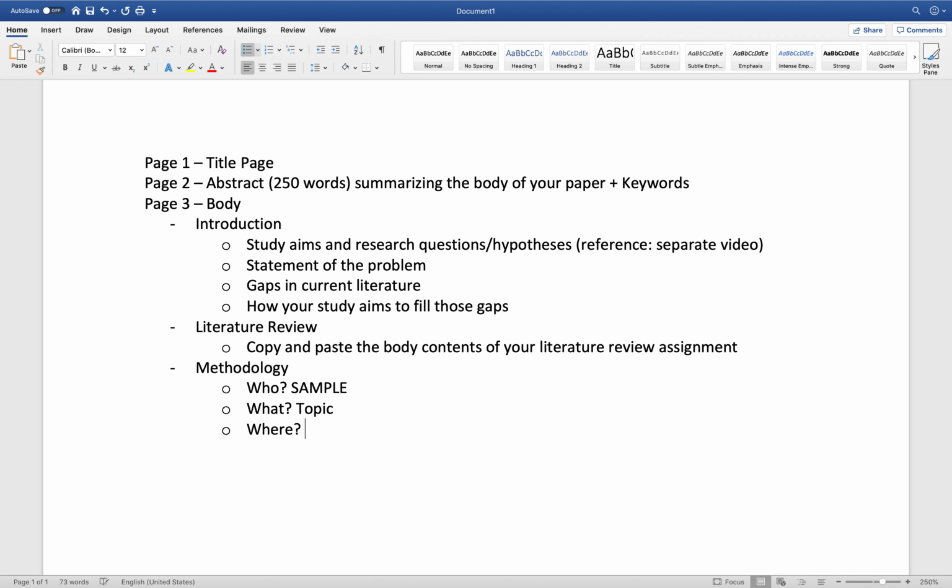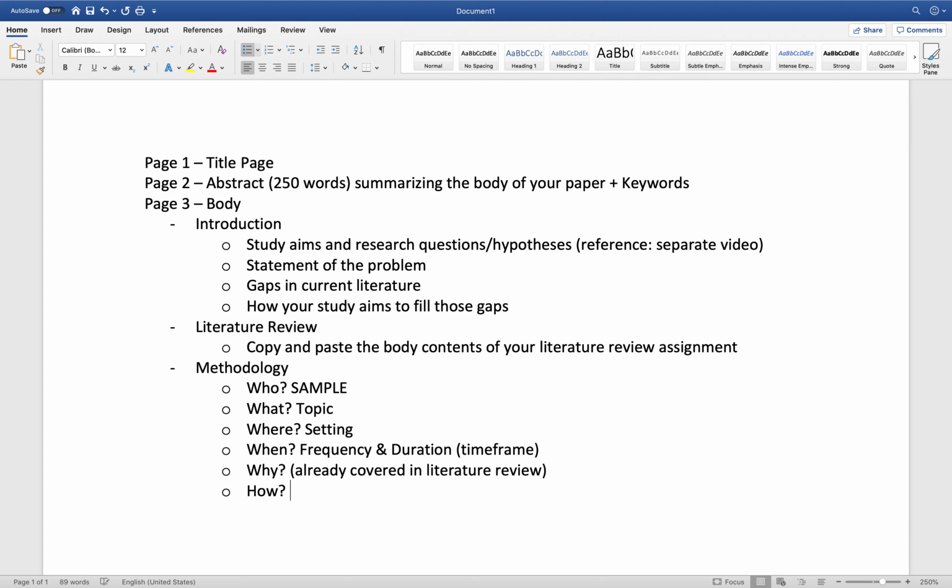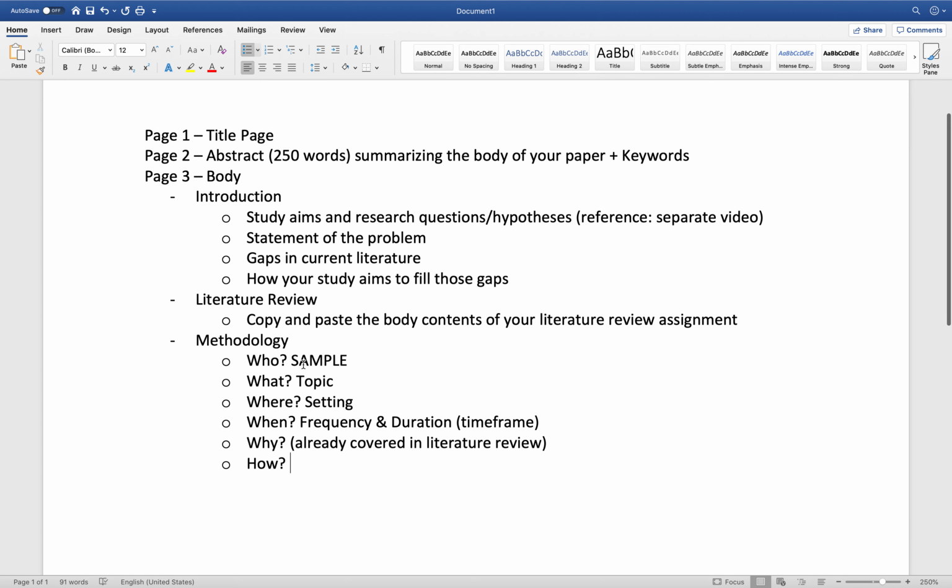Where are you studying this? You've answered these questions already. Or I'm sorry, setting, I think is the right word. When, frequency, and duration. Right. So what is a time frame? I guess I'll include that as well. Time frame. Who, what, where, when, why. Now the why part is already covered in the literature review, so you don't have to go into the reason as to why you're doing what you're doing. And then the how is specifically the methodology part.